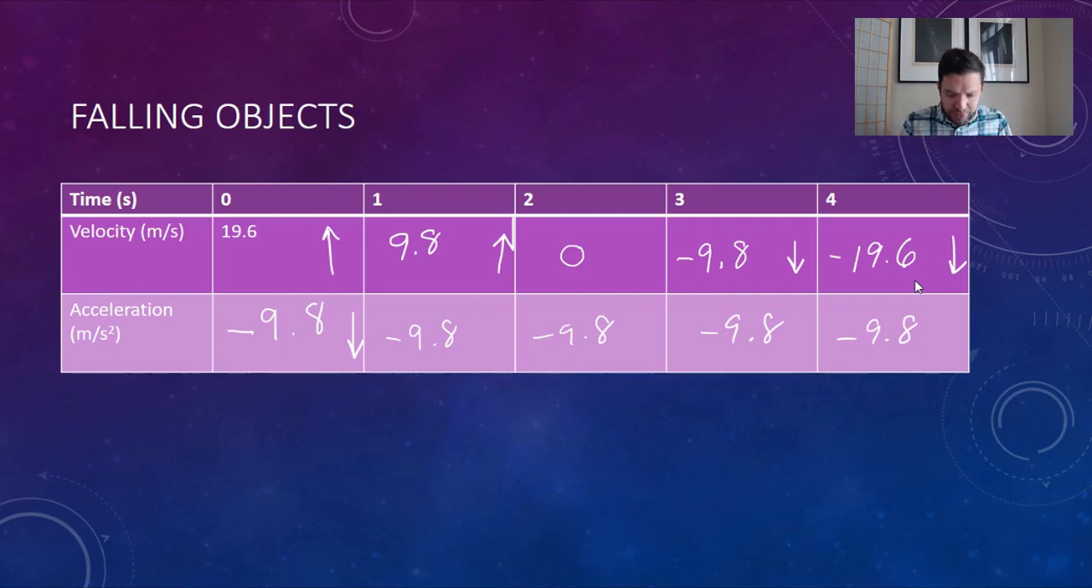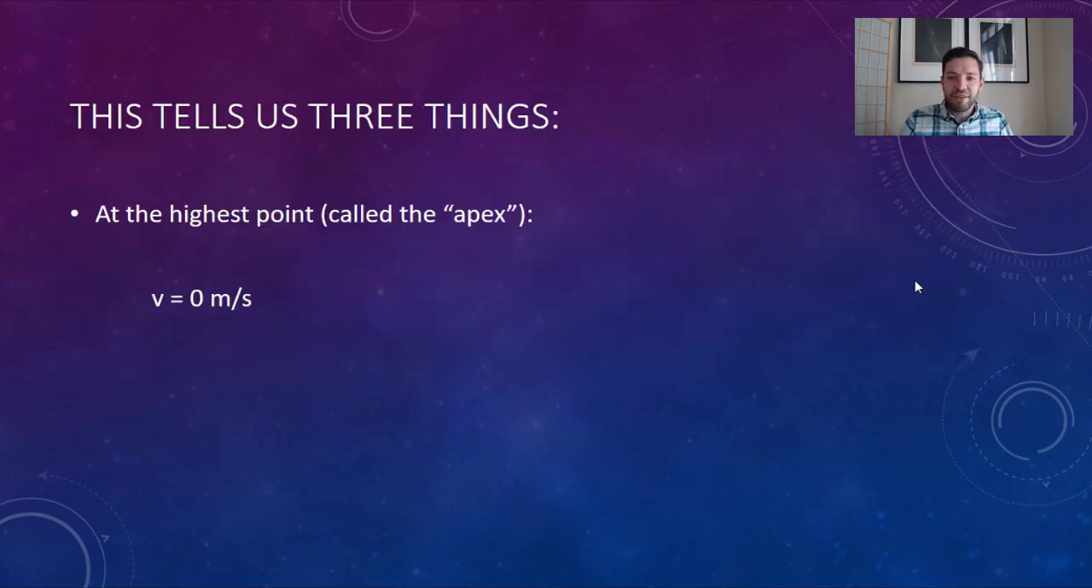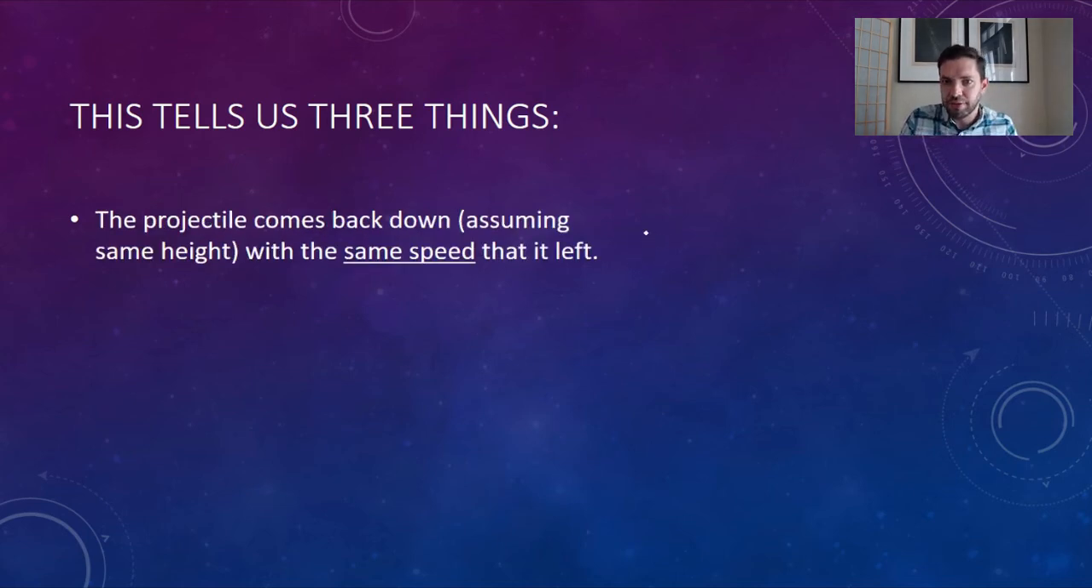This tells us 3 important things about this situation where we have an object that's moving up. The first thing is, at this highest point, at that sort of turnaround point, which we call the apex, just for an instant, for a split second, its velocity is actually 0 meters per second. The second thing that this tells us is that the projectile comes back down, assuming that it's coming back down the same height.